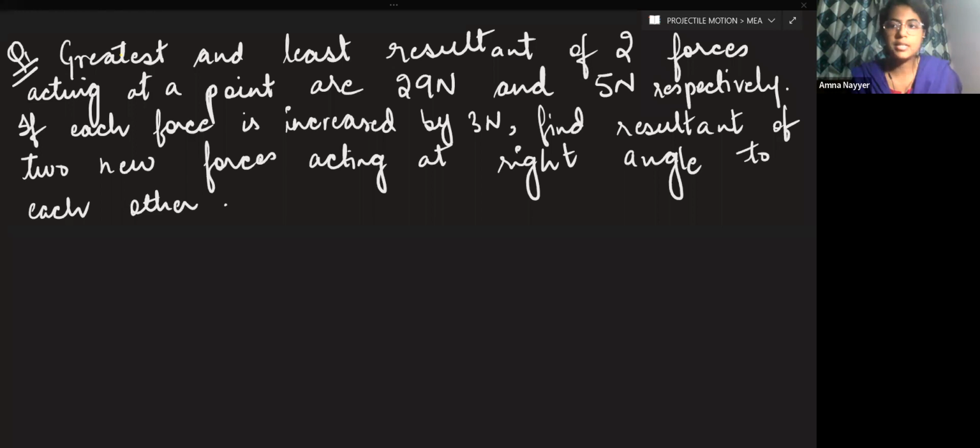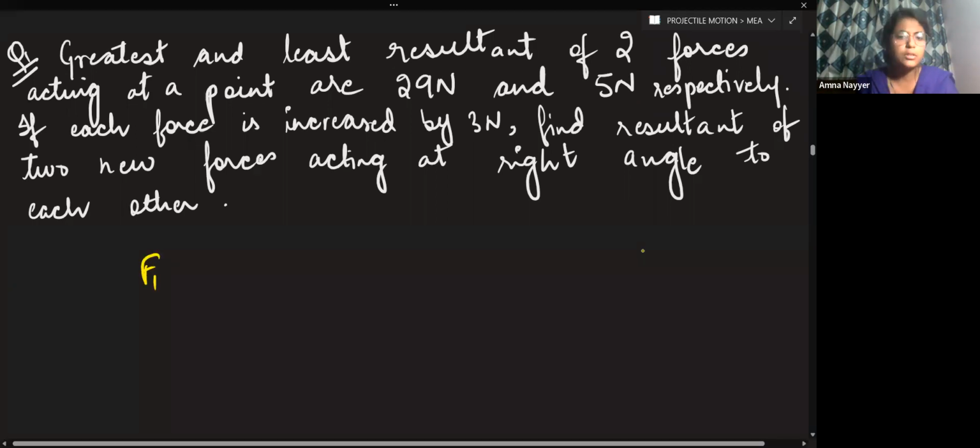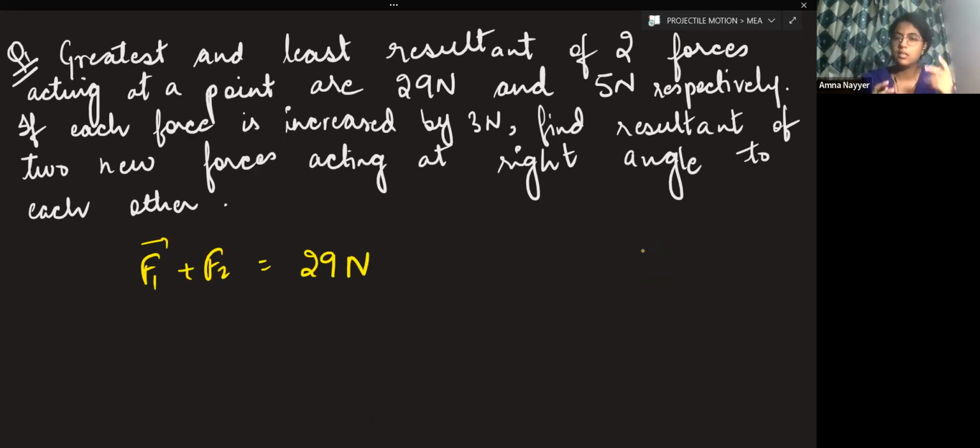See class, what does this question say? It says the greatest and least resultant of two forces. Greatest and least mean what? The maximum value two forces together can have is 29 Newtons. It means two forces are given to you, and the greatest value they can make is when you add both of them. So let's say F1 is the first force and F2 is the second force. F1 plus F2 will be 29 Newton. Fine. The greatest resultant of two forces is 29 Newton.